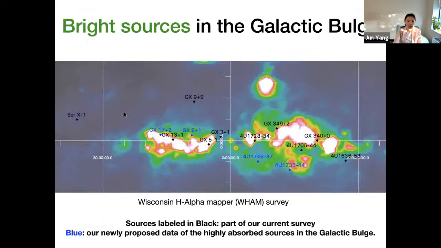This map shows the location of the bright sources in the galactic bulge, and the background is from the Wisconsin H-alpha Mapper survey. The sources labeled in black are part of our current survey, and the blue are our proposed data for future observing.